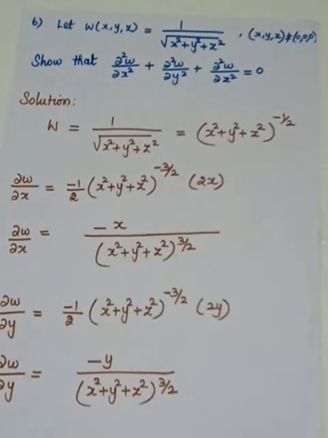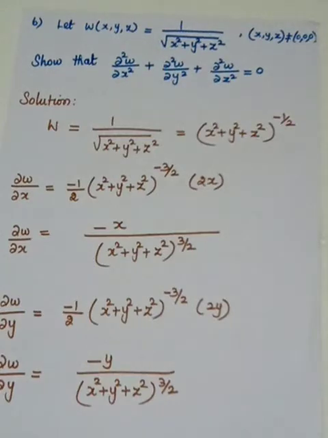w of x, y, z is equal to 1 by square root of x squared plus y squared plus z squared. And x, y, z is not equal to 0. Okay, show that dou square w by dou x squared plus dou square w by dou y squared plus dou square w by dou z squared is equal to 0.